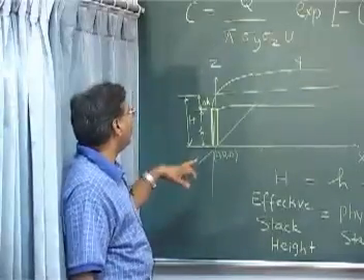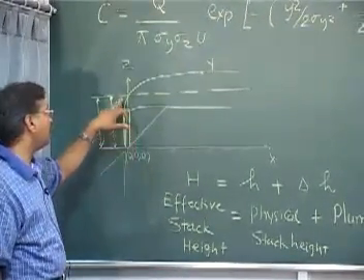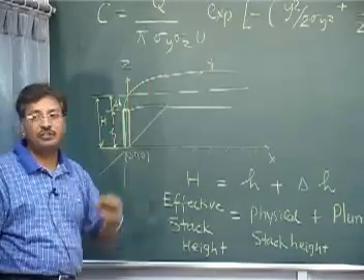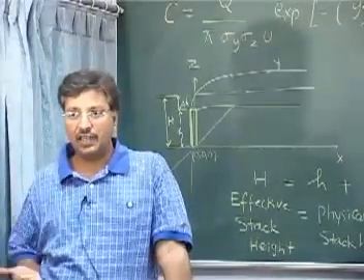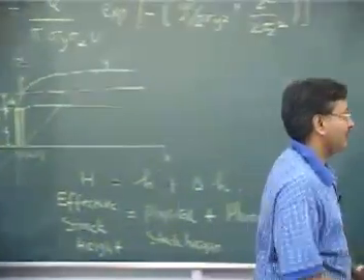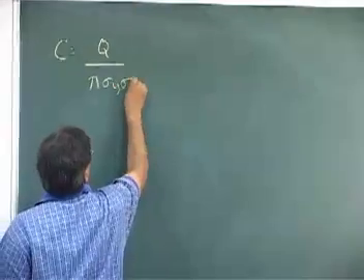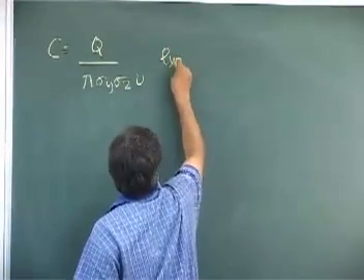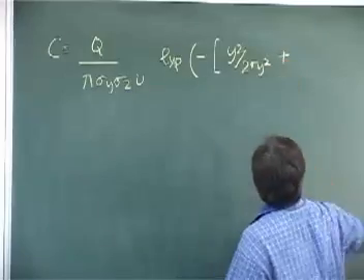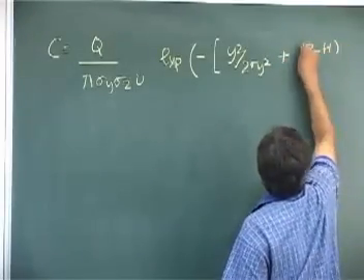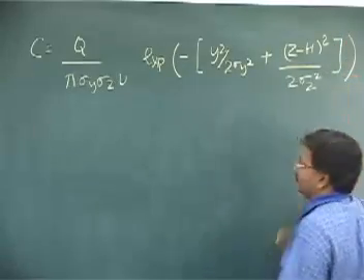What I want to do is modify this equation and say the height of the source is not 0, but h. How do I modify this equation? z is replaced by z minus h. Does everyone see that? Let me write that equation again. C equals Q by pi sigma y sigma z u, exponential of minus y square by 2 sigma y square plus, for z I must write z minus h whole square by 2 sigma z square.